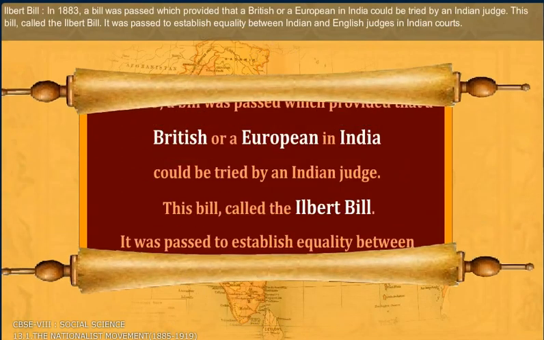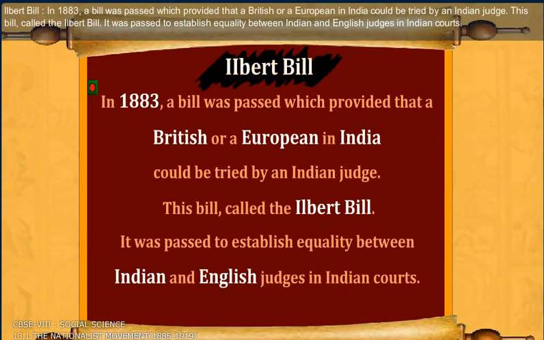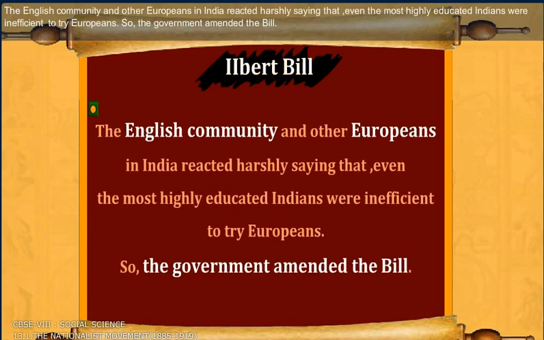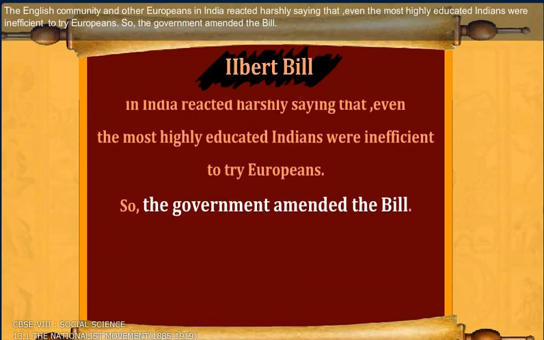Albert Bill. In 1883, a bill was passed which provided that a British or a European in India could be tried by an Indian judge. This bill, called the Albert Bill, was passed to establish equality between Indian and English judges in Indian courts. The English community and other Europeans in India reacted harshly, saying that even the most highly educated Indians were inefficient to try Europeans. So the government amended the bill.